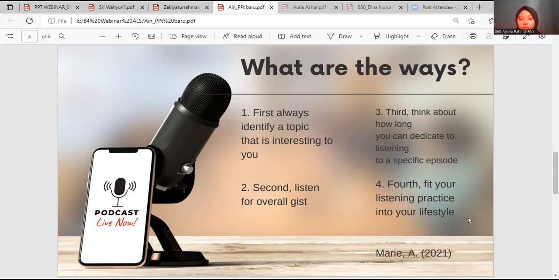And the last way is to fit our listening practice into our lifestyle. We have to make listening a habit, something that we do consistently. Making listening our routine activity is a good choice to improve our listening skill, for example, while waiting for the bus to school.